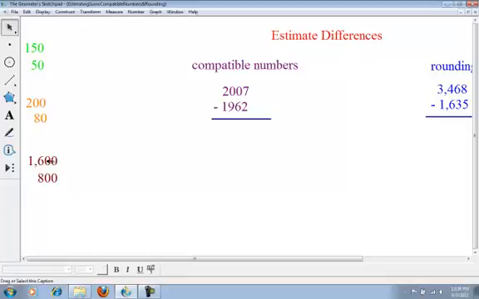And down here again, I can look at these two numbers, which are compatible numbers. They work easily together. I've got 1600, which I can think of as 16, and 800, which I can think of as 8, and the difference would be 800. So those are compatible numbers.